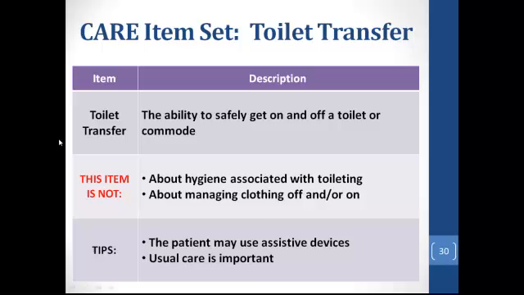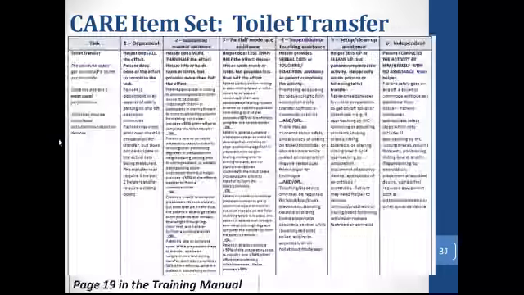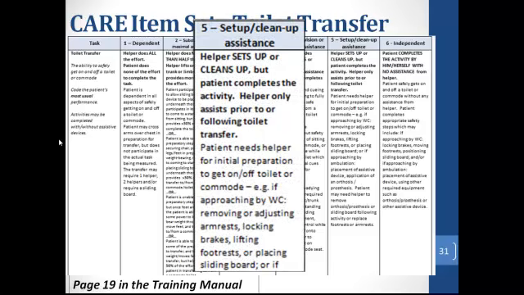A few tips for scoring are to remember the patient can use assistive devices. The rating guide is on page 19 for toilet transfers in your manual. For this item, a rating of 5 would be given if the helper assists with preparing the patient for the transfer, perhaps by pushing the wheelchair to the toilet or locking the wheelchair or removing leg rests or arm rests.